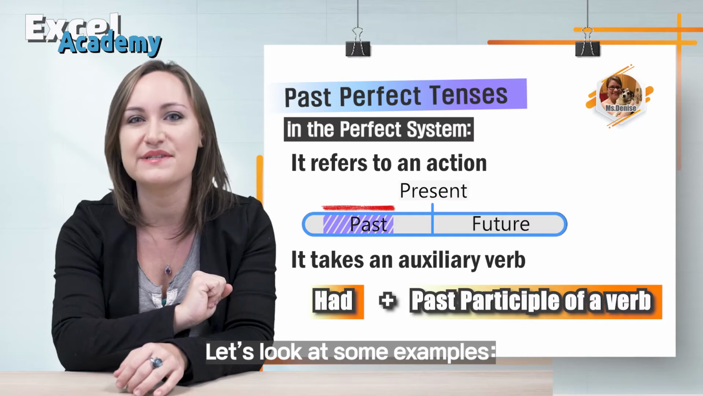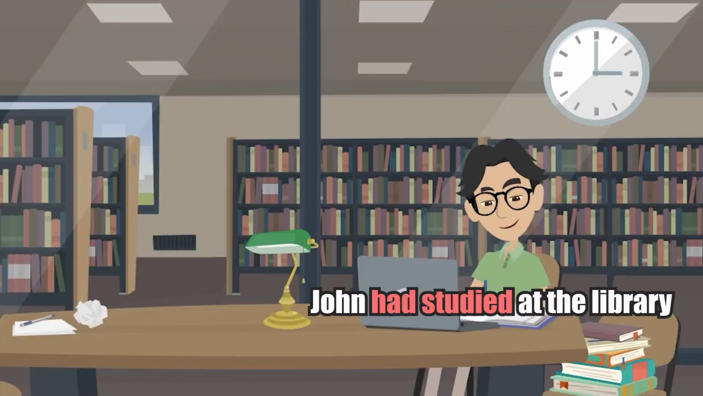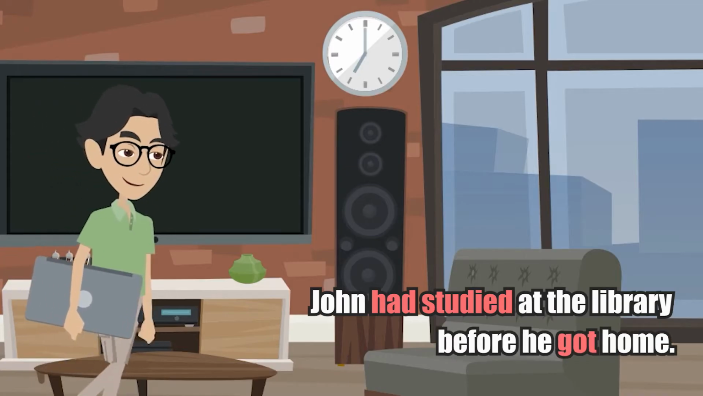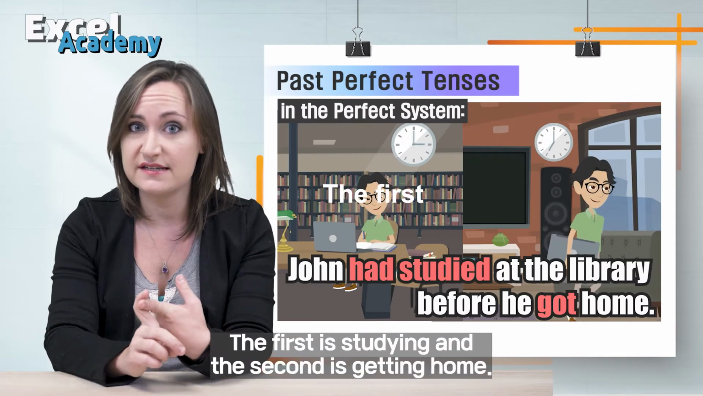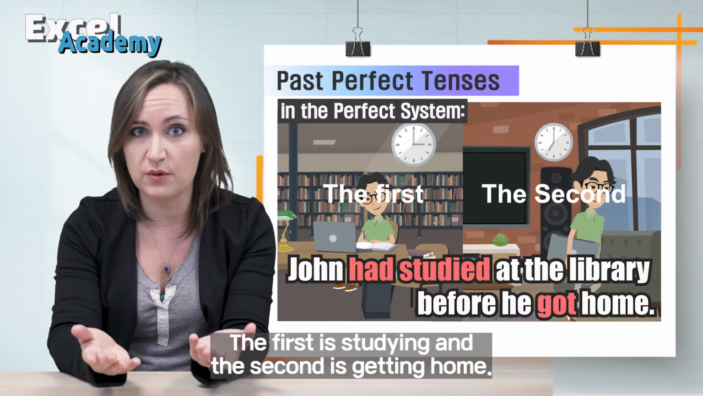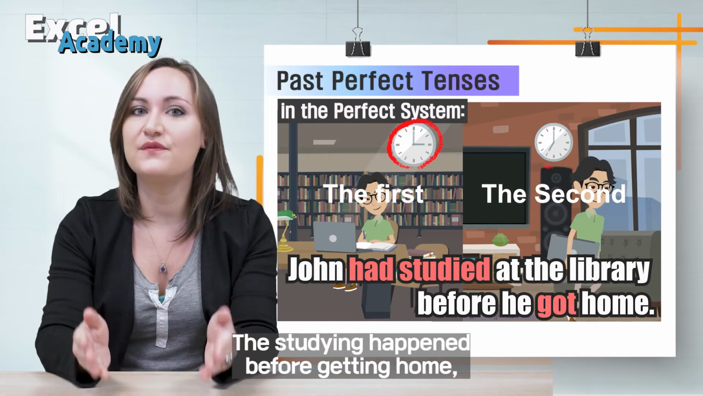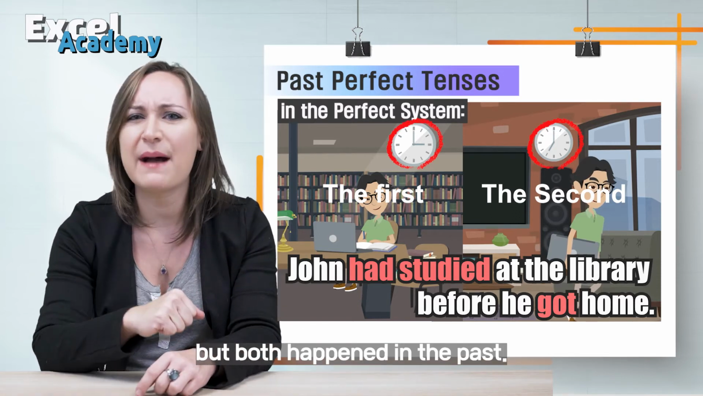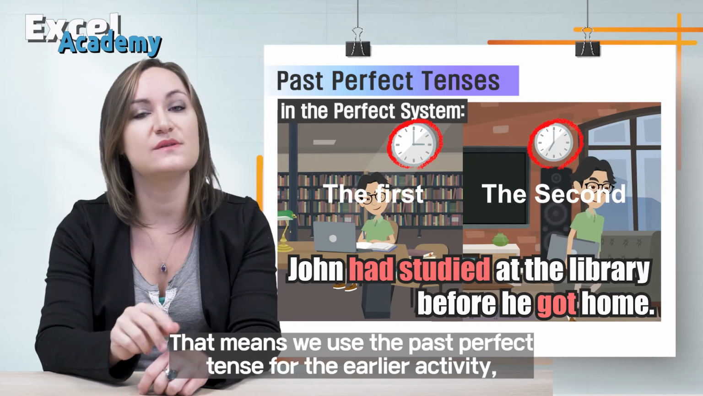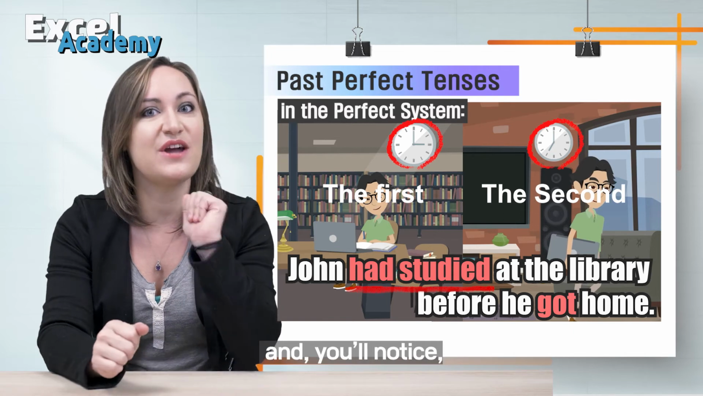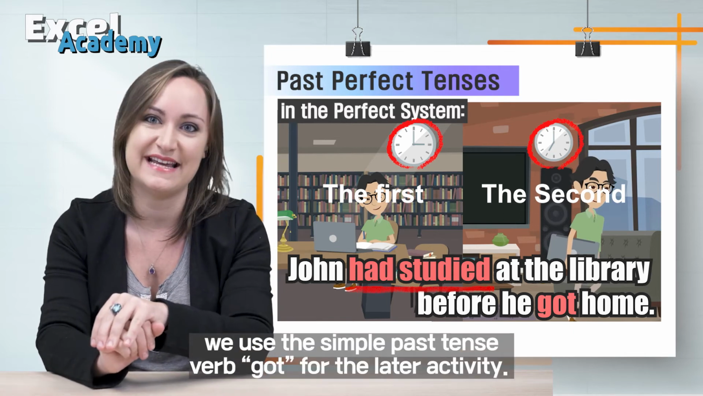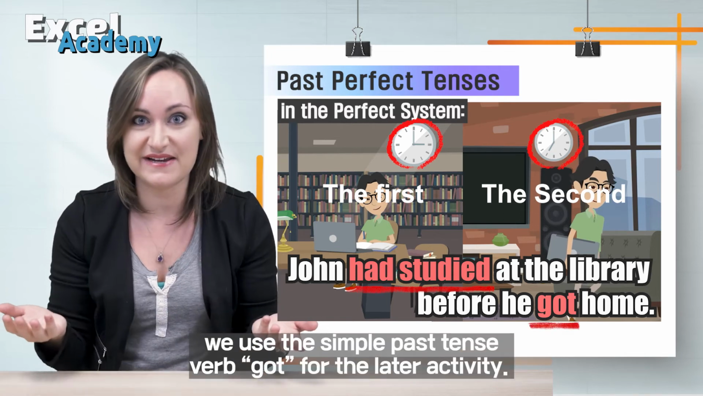Let's look at some examples. John had studied at the library before he got home. Note the two activities. The first is studying and the second is getting home. The studying happened before getting home, but both happened in the past. That means we use the past perfect tense for the earlier activity, and you'll notice we use the simple past tense verb got for the later activity.